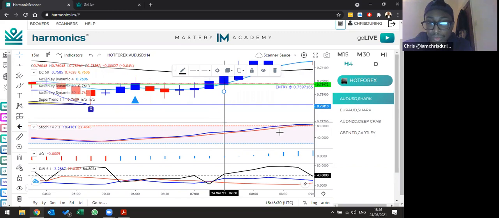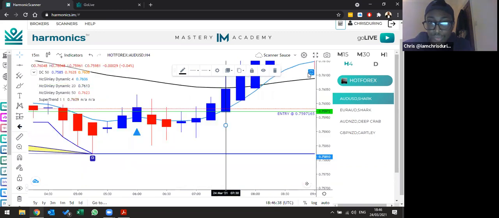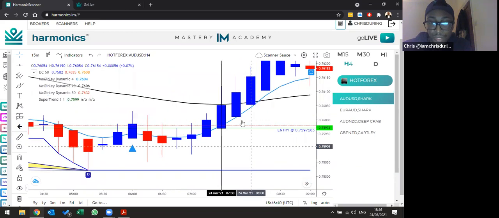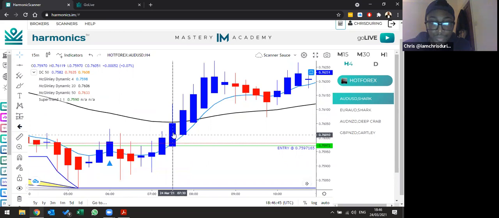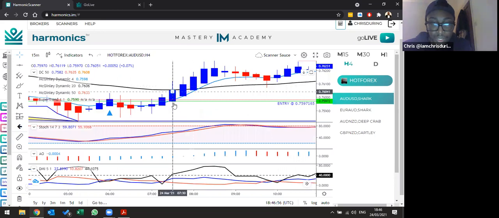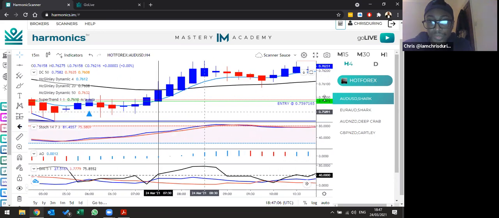Perfect. Now that everything is aligned, we still have the blue above the red on the stochastic. And if I go onto my harmonic scanner itself, you will see that at this point, we had a flat bottom blue candle that crossed above the 4 McGinley again, and everything is aligning up. So when everything aligns, this candle becomes your confirmation candle and your entry candle zone. What does that mean?